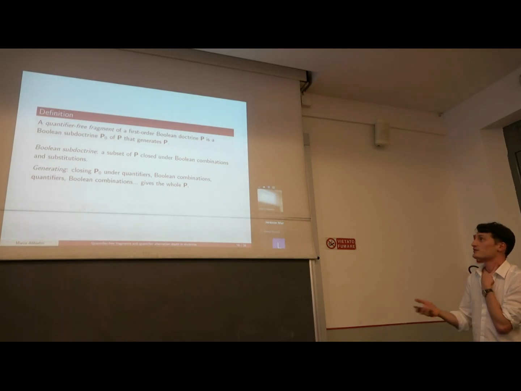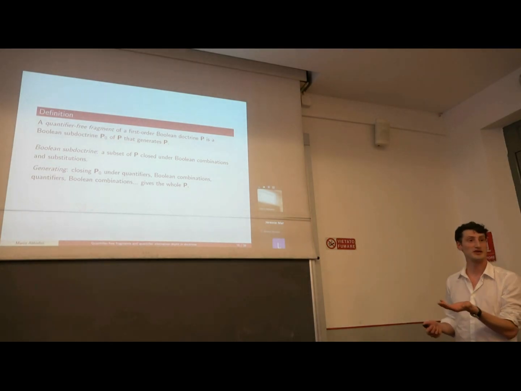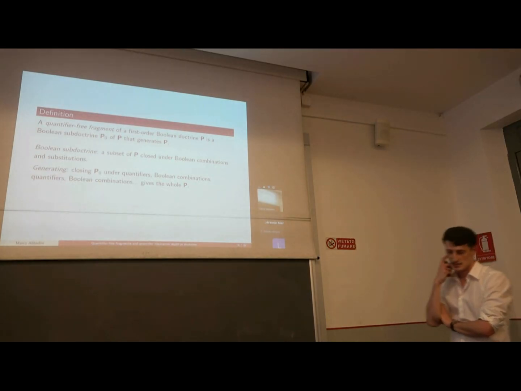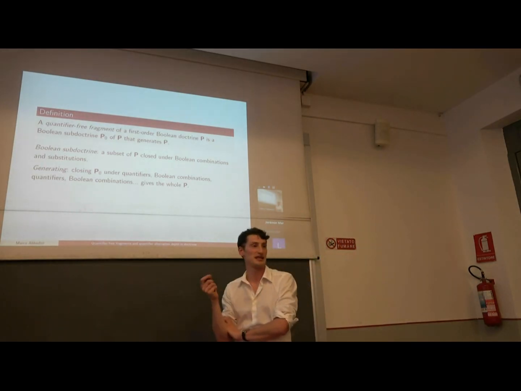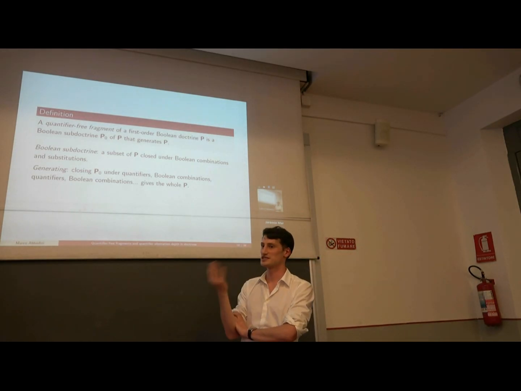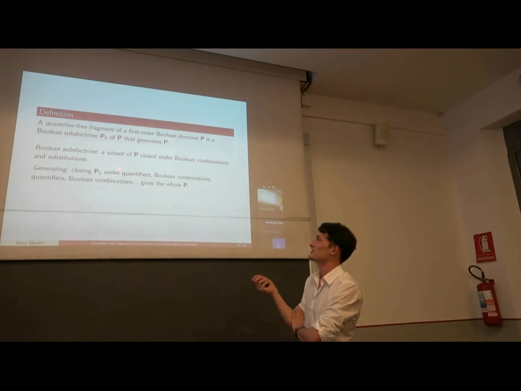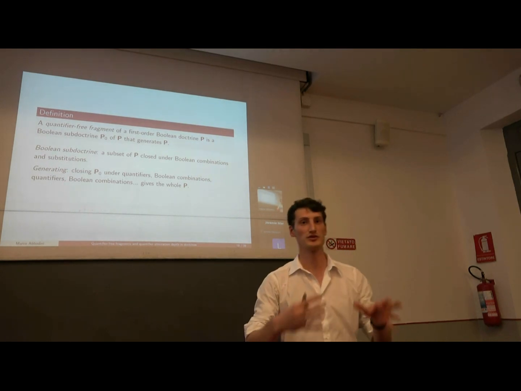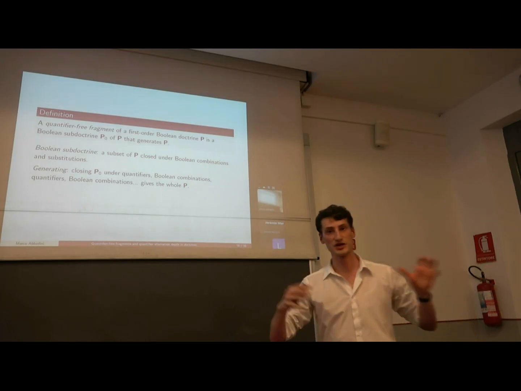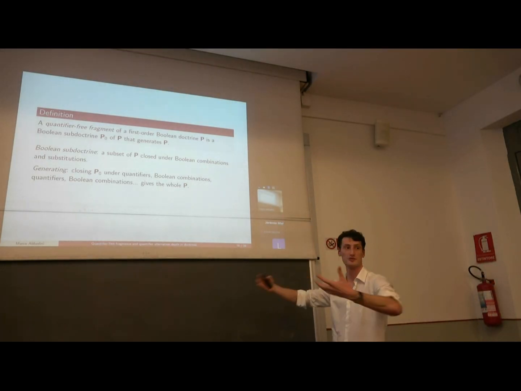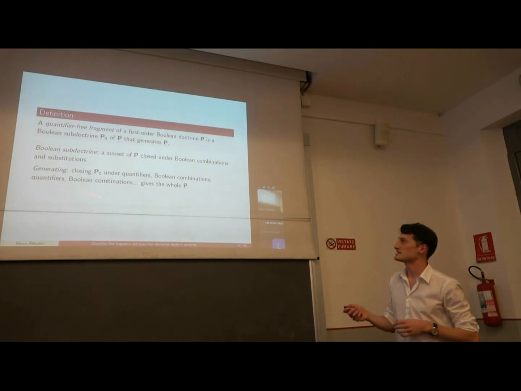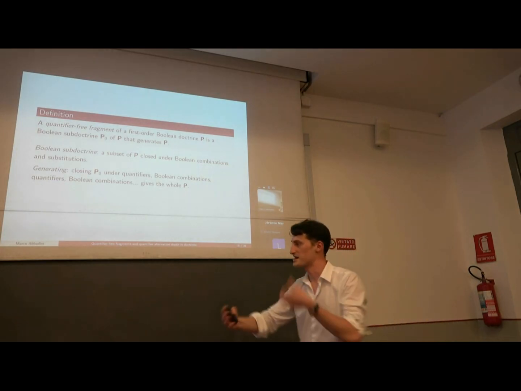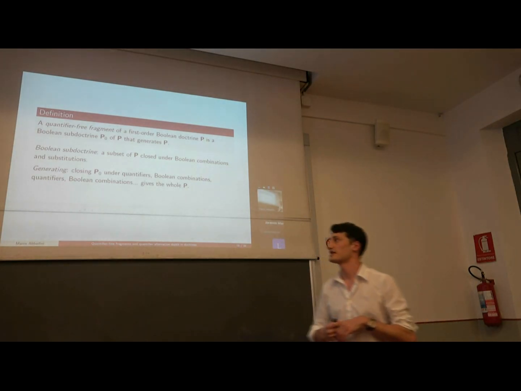And this we capture in the following definition. So, quantifier-free fragment. A quantifier-free fragment of a first-order Boolean doctrine is a Boolean subdoctrine P0 of P that generates P. What does it mean? Boolean subdoctrine means a many-sorted subset of P that is closed under Boolean combinations and substitutions. Right? Because quantifier-free formulas are closed under Boolean combinations and substitutions. And generating means that if you close also under quantifiers, Boolean combinations, quantifiers, and so on, then you get the whole P.